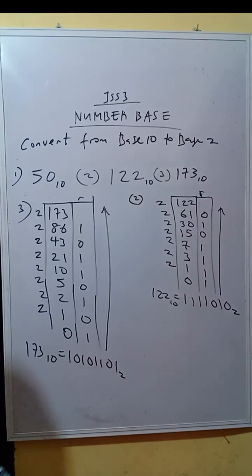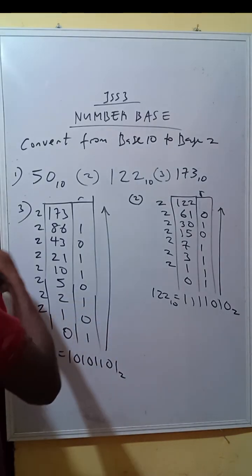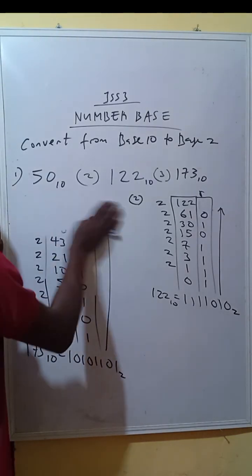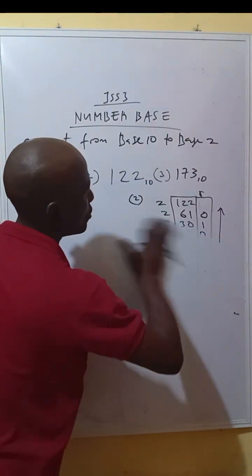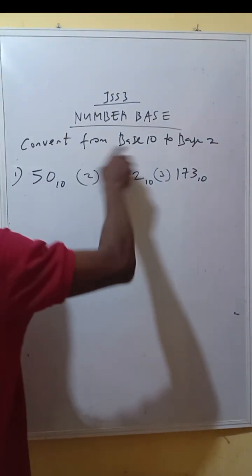If there's any question, you ask me when we meet in the one-on-one sessions. Now do this. Let me give you something to do. Just 5 questions. Convert from base 10 to base 2.